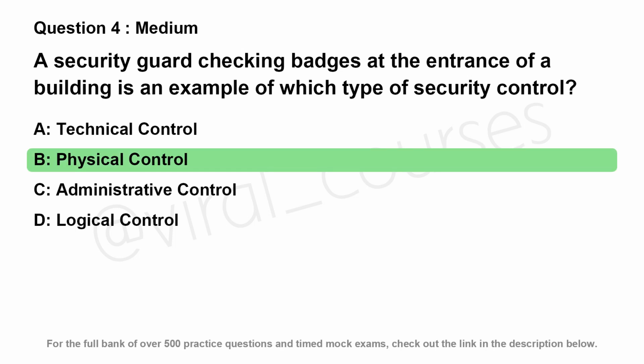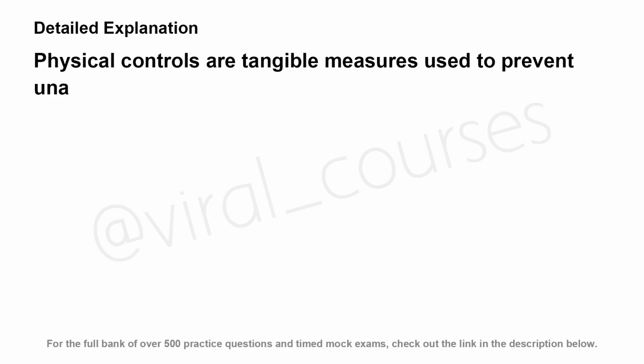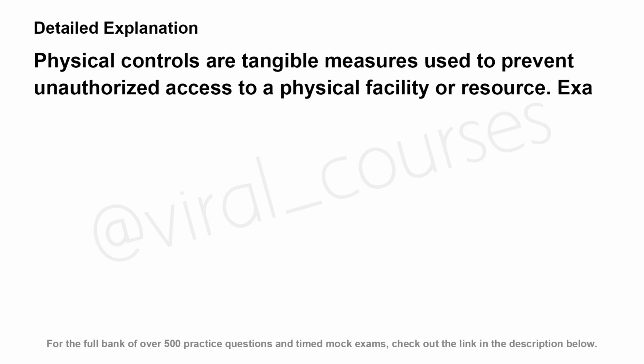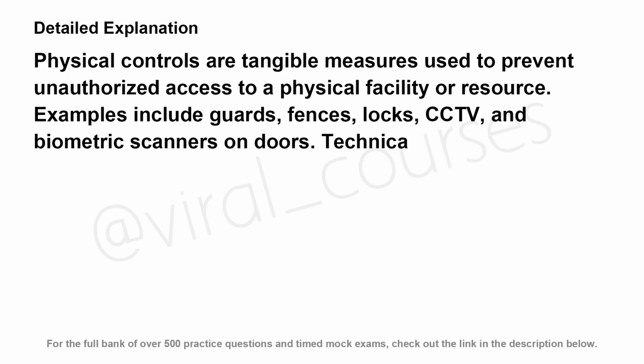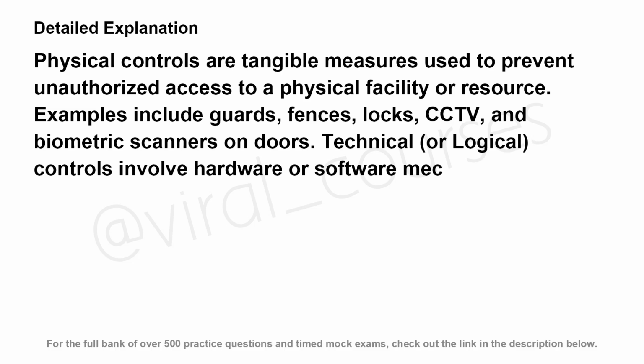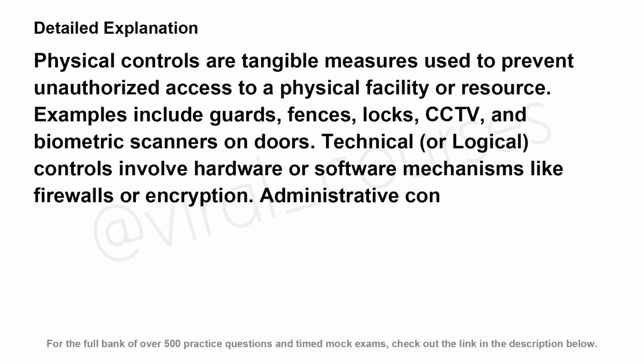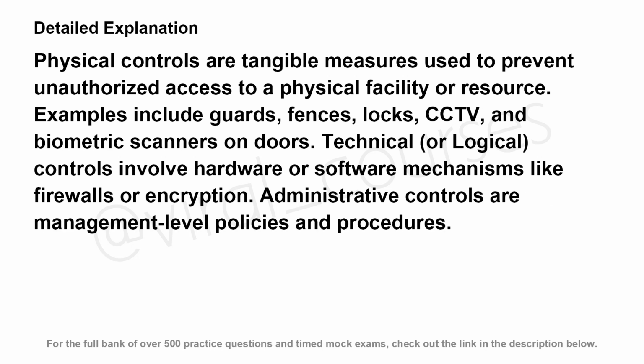The correct answer is B. Physical controls are tangible measures used to prevent unauthorized access to a physical facility or resource. Examples include guards, fences, locks, CCTV, and biometric scanners on doors. Technical or logical controls involve hardware or software mechanisms like firewalls or encryption. Administrative controls are management-level policies and procedures.